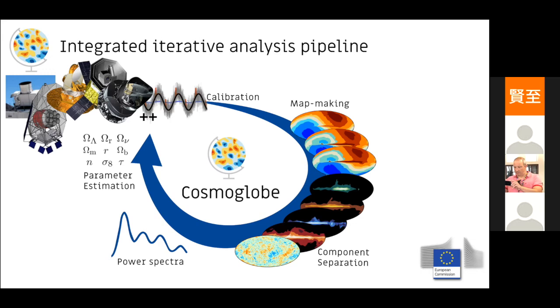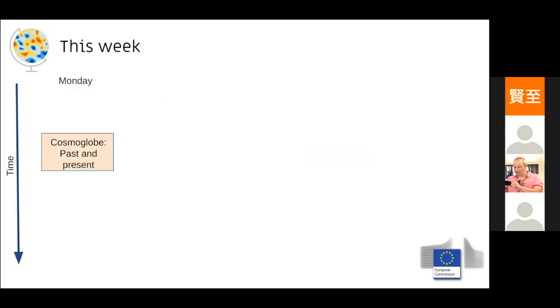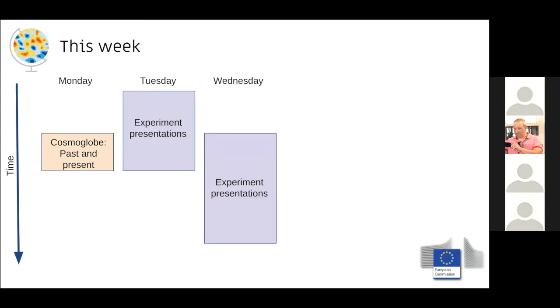And of course, then the next step is to include even more. And that's why we're here in this meeting. So just briefly, today we will look at Cosmoglobe, how it started with Beyond Planck and how we have this example we have looked at locally. And then on Tuesday and Wednesday, we will hear presentations from all interested experiments. And there will also be lots of time for discussions about how to proceed.